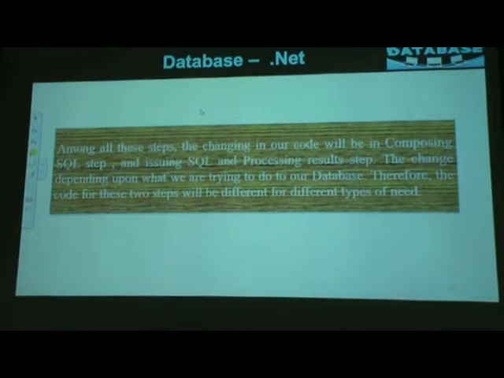Among all these steps that we identified, writing the connection string, then tying it to the connection object, and then opening a connection, issuing SQL, processing results, closing the connection, the changes in our code will be in the compose SQL step and the issue SQL and process result step. They change depending upon what we are trying to do to our database. Therefore, the code for these two steps will be different for different types of needs.